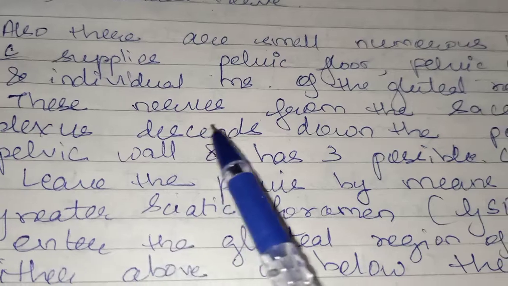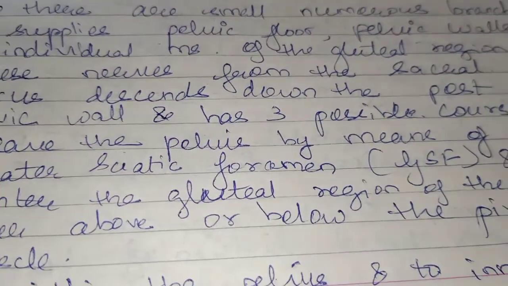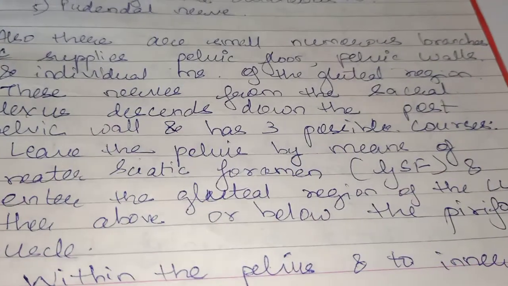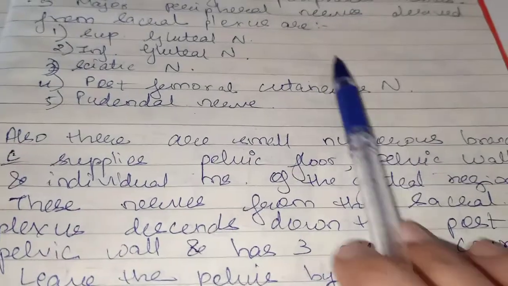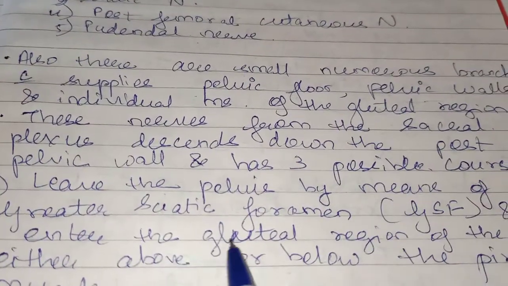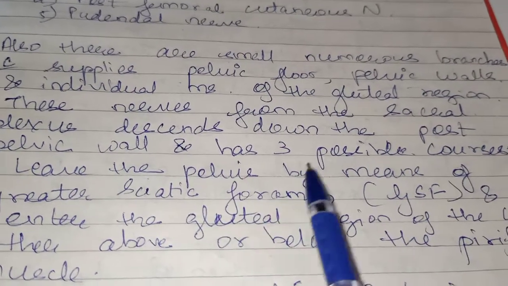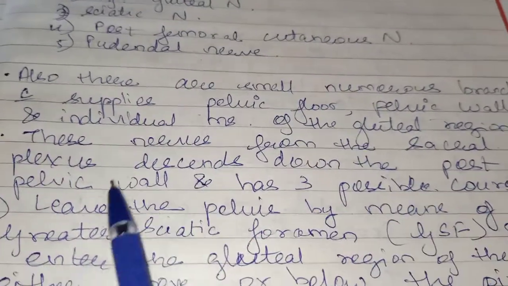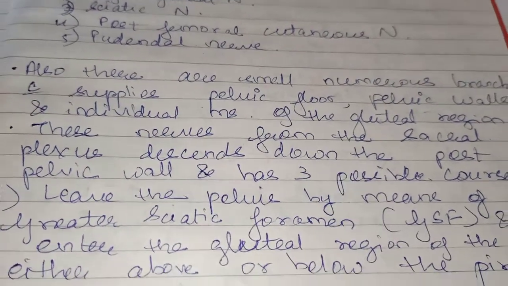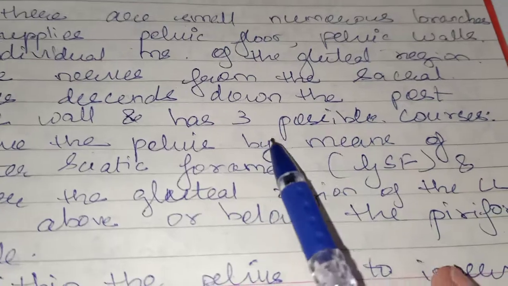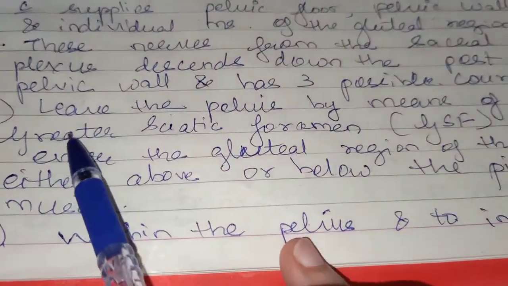Now these nerves from the sacral plexus descend down the posterior pelvic wall and have 3 possible courses. What is the course of these nerves once they arise from the plexus? There are 3 possible courses.